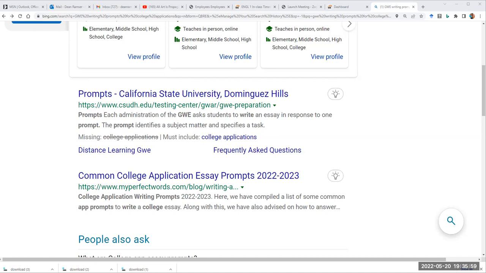Okay, you're going to get one prompt. The prompt is going to identify a topic, the subject matter to be discussed, and a specific task of what is to be done with that subject. The prompt will either call for creation of an argument or ask you to compare and contrast a specific subject.